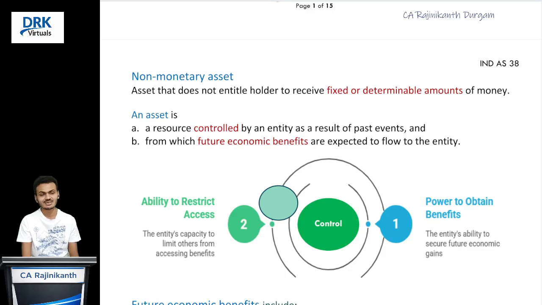From this discussion, I can say that a non-monetary asset is an asset that does not entitle the holder to receive fixed or determinable amounts of money. So that is a non-monetary asset. An intangible asset is also a non-monetary asset.